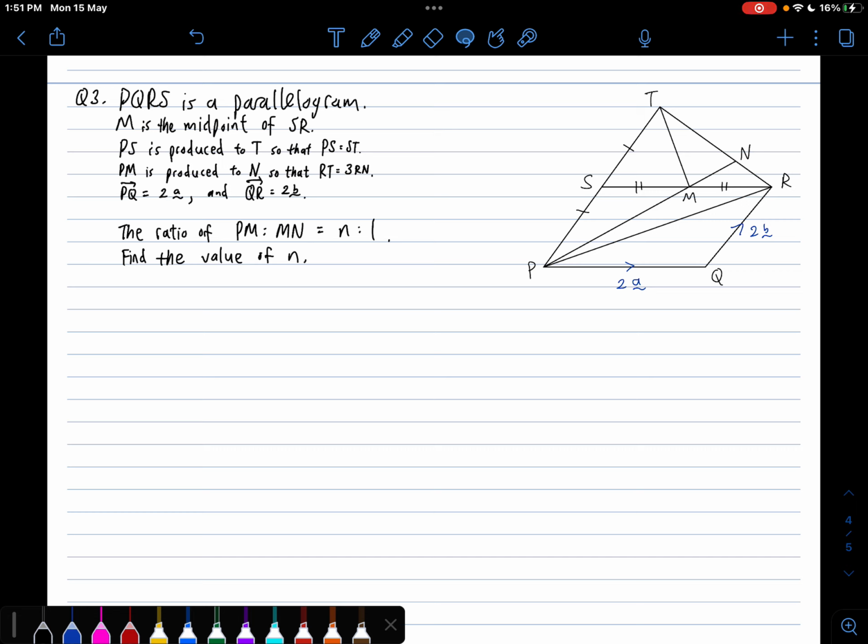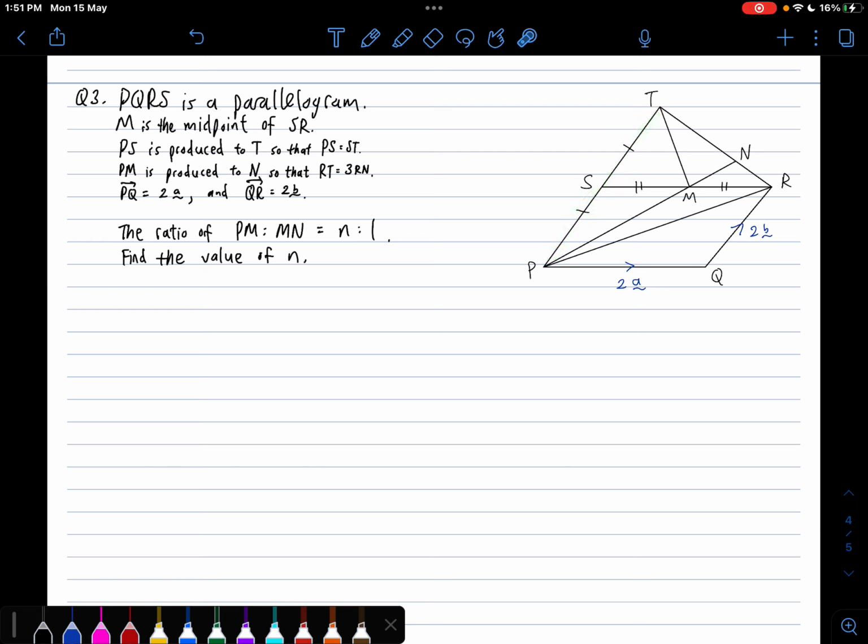Okay, so the trick here to solve this question, let's read the question first. PQRS is a parallelogram. M is the midpoint of SR, right? So it's in the middle. PS is produced to T, meaning you take PS and then you extend it with a ruler going in the same direction. So this is one straight line produced to T so that PS equals ST. So these two lengths here and there are equal. We represent that with a tick mark like that.